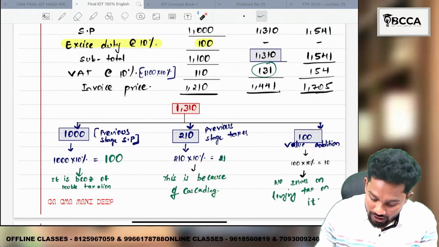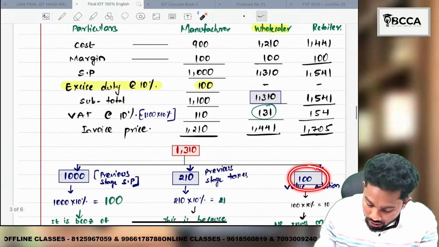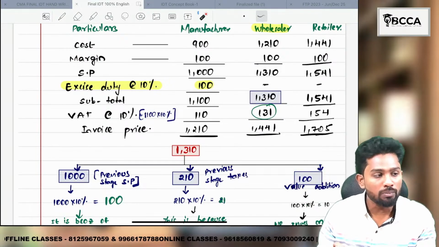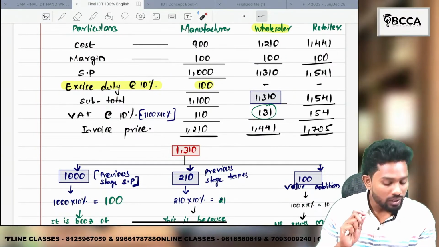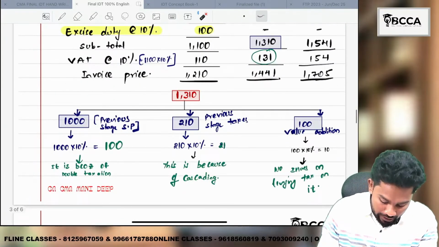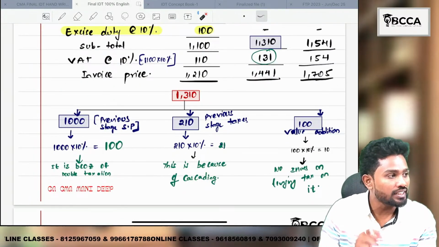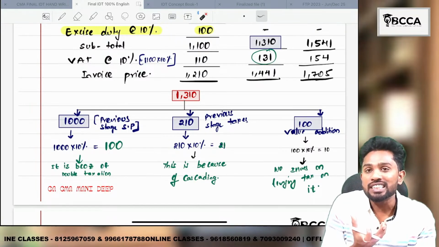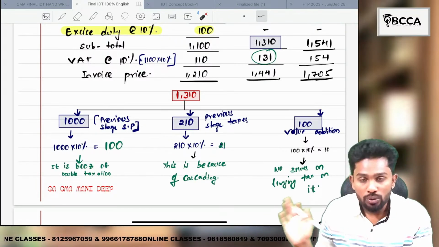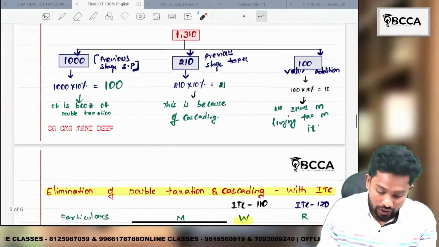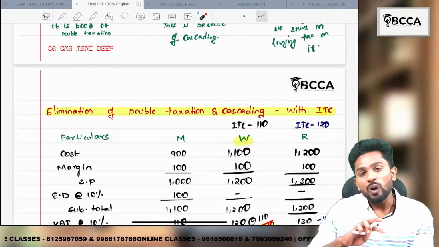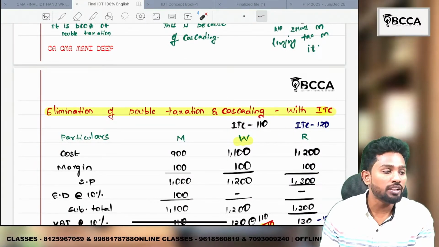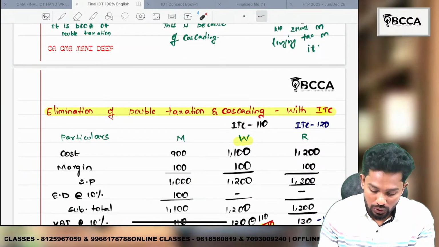Then there is the value addition of 100. If there is any tax on this value addition, no problem. What is the problem, sir? When there is double taxation or cascading, then we have a problem. If only the value addition in a stage is being taxed, then there is absolutely no problem. Now we will understand how this double taxation and cascading are avoided due to ITC.